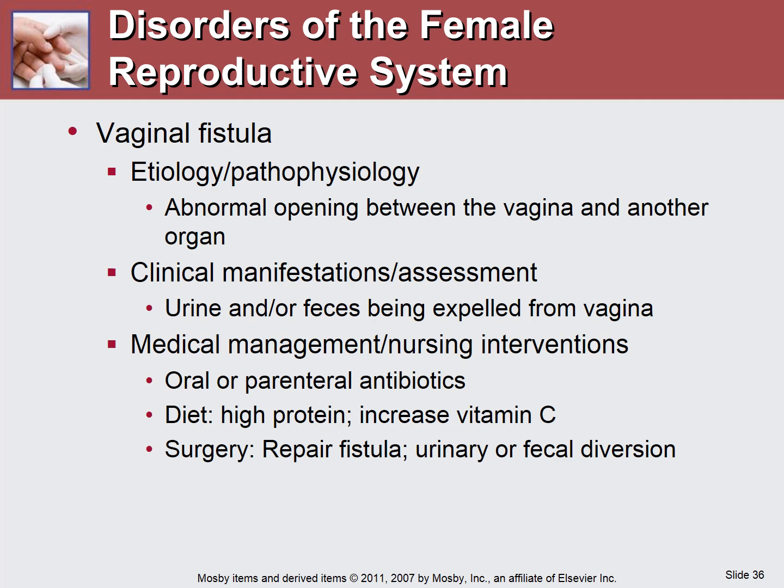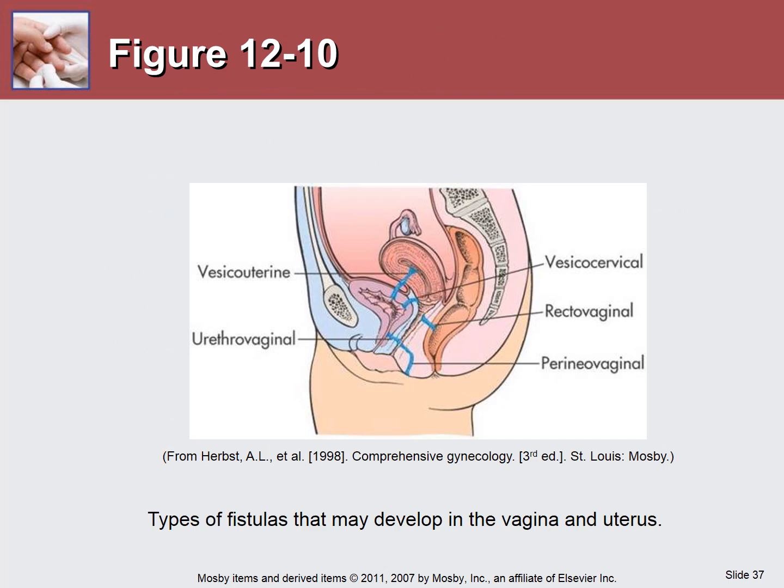Next slide. These are the different types of fistula that might develop in the vagina and the uterus, right? So the abnormal opening of things into where they should not be. Next slide.